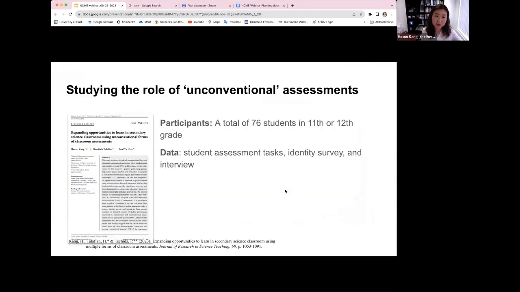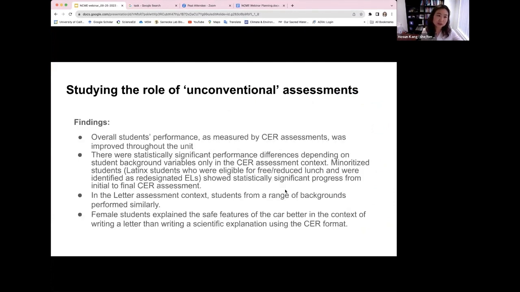So we studied the role of unconventional assessment in this partnership project and analyzed a total of 76 students' work in 11th and 12th grade. The data include student assessment tasks, identity surveys, and interviews. And here is what we found. We ran both qualitative and quantitative analysis, a mixed method, and overall students' performance as measured by CER assessment improved throughout the unit.